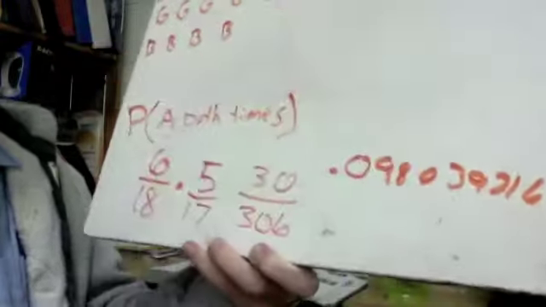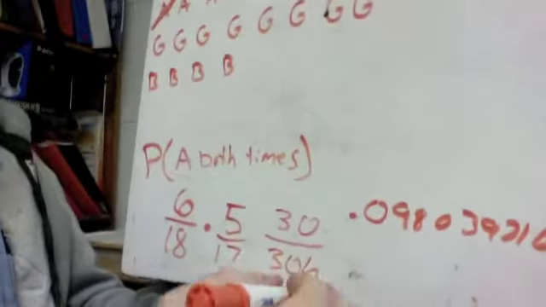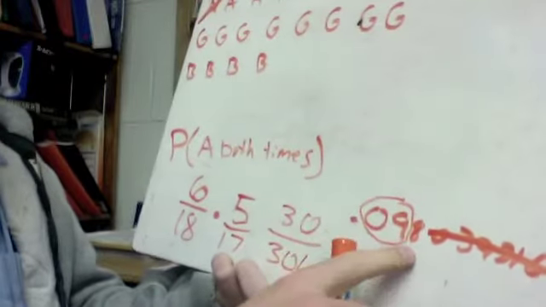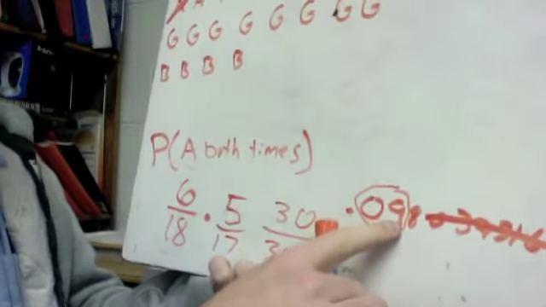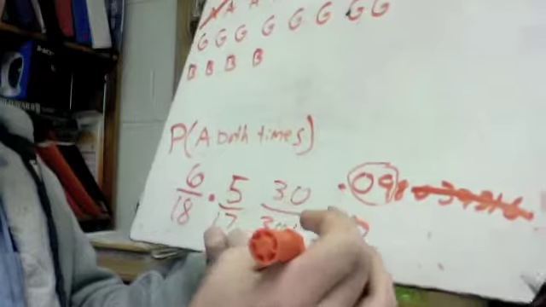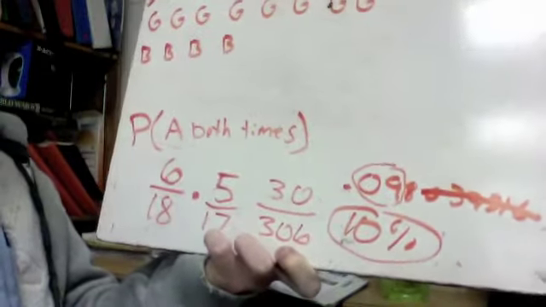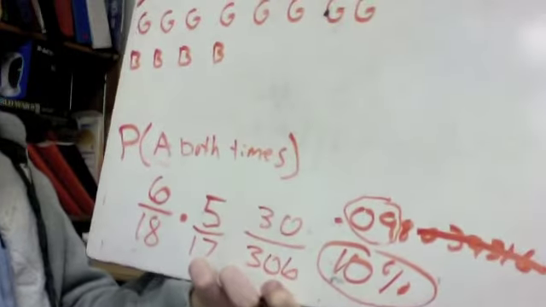0.098039216. None of those other numbers matter for this. We just need the first two. So we got 9%. We could even make this 10% because we have an 8 here, which would probably say to round this up. So we'll round this up to 10%. So his chances of picking 2 of the same Argyle socks in a row is 10%.